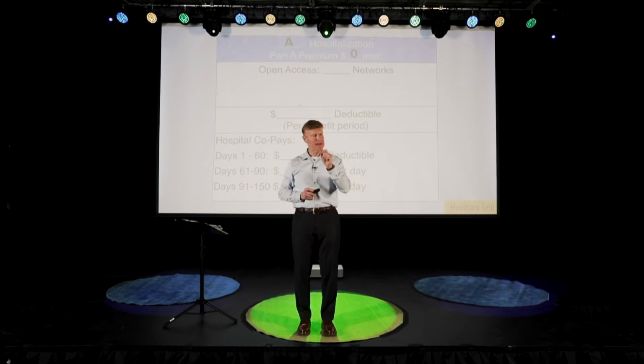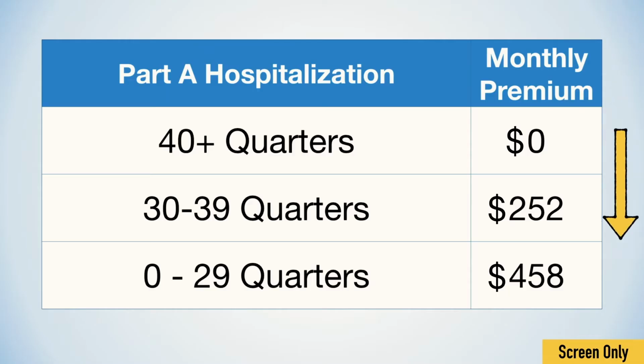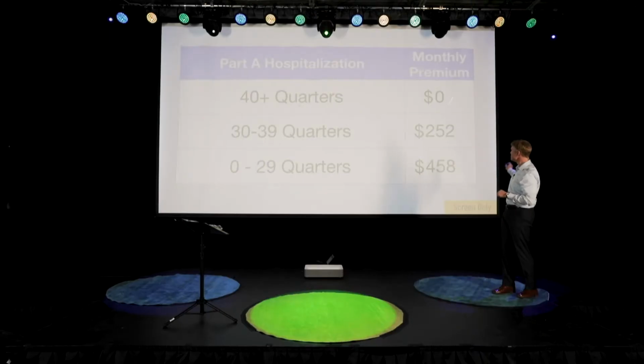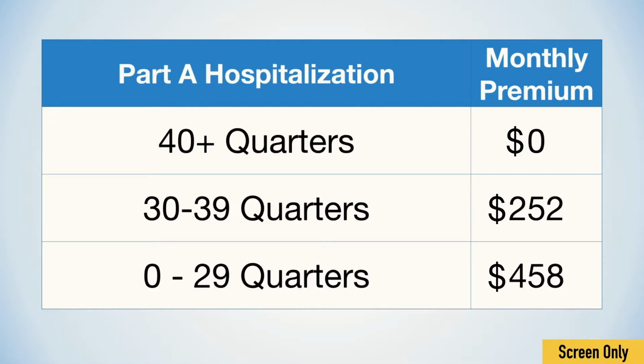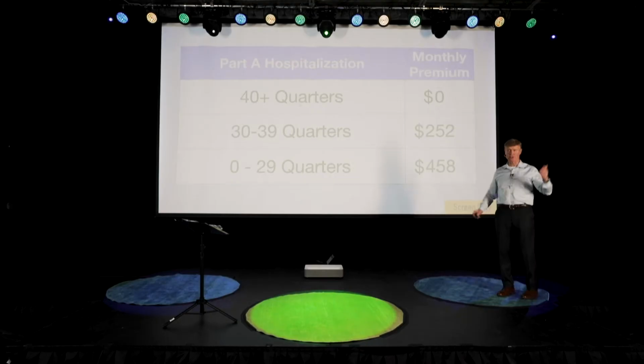Now, the way people get Part A premium for free is going to be based upon the quarters that they have paid into Medicare. Okay? Medicare taxes. So 40 quarters or more, your premium will be 0 for Part A. If you have 30 to 39 quarters, you can buy it for $252 a month. If you have less than 30 quarters, you can buy it for $458. Now, folks, listen, there are people that do this. They have to buy A because they don't have 40 quarters. So, folks, if it's free, it's a very good price, and it's a wonderful, wonderful insurance.